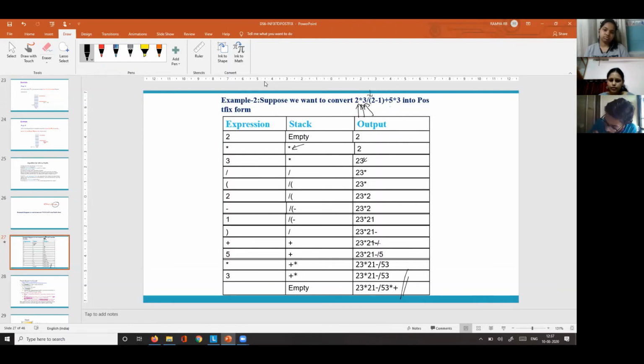Now who is left in your stack? Plus and multiplication are left in your stack. So you'll pop them outside. Who will go first? The one on the top of the stack. Multiplication is on the top of the stack. So multiplication will come first and then plus will come. Okay. Got it, everyone?